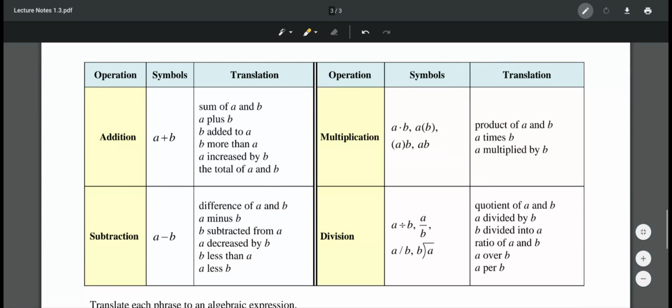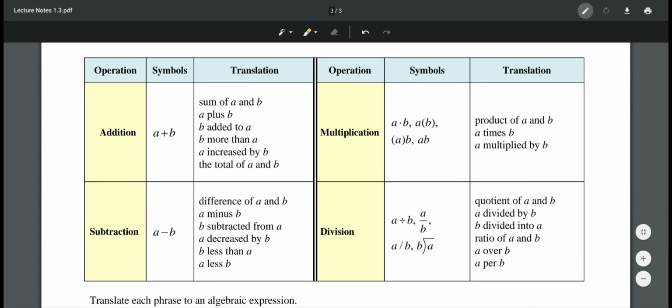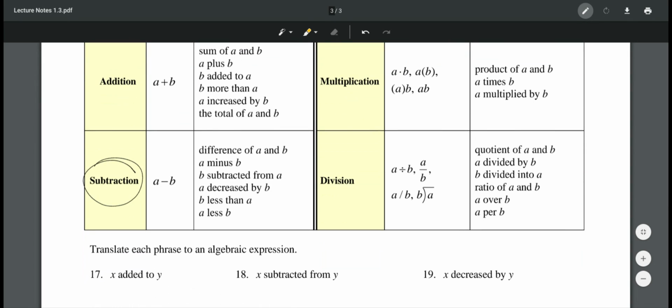Now, here are some translations and some different words that represent addition, subtraction, multiplication, and division. Notice for multiplication and division, there are multiple ways that you can write multiplication and division. Now, order matters when you subtract and when you divide. Okay? A minus B does not equal B minus A. A divided by B does not equal B divided by A. So as you are working with the subtraction and division problems, order absolutely matters.